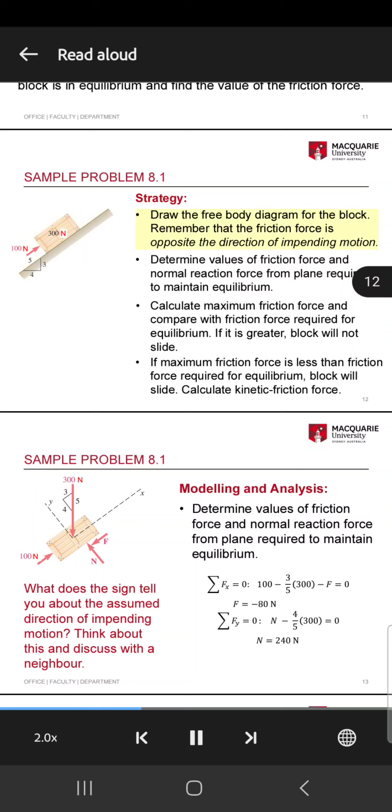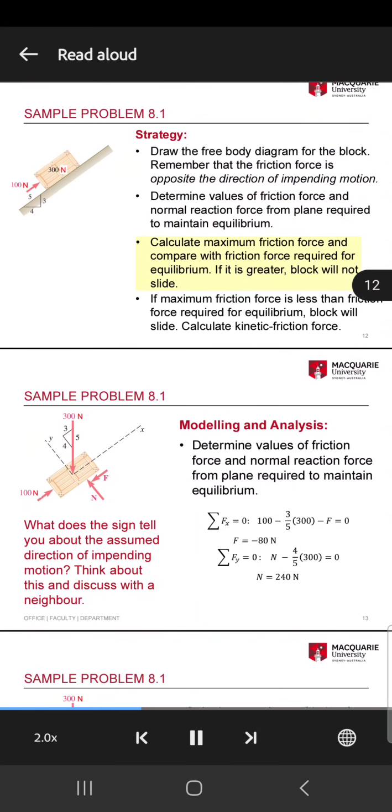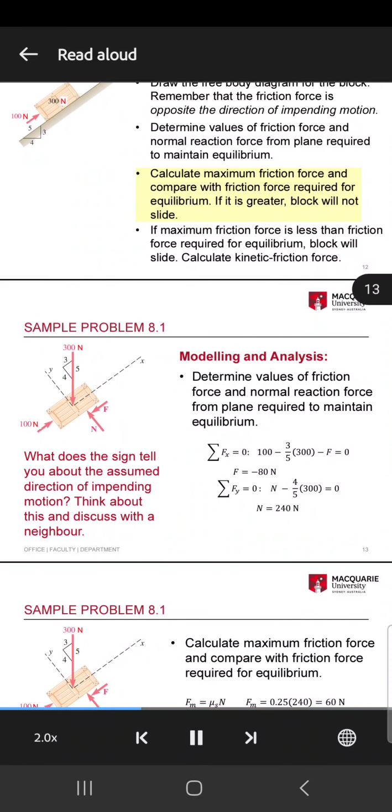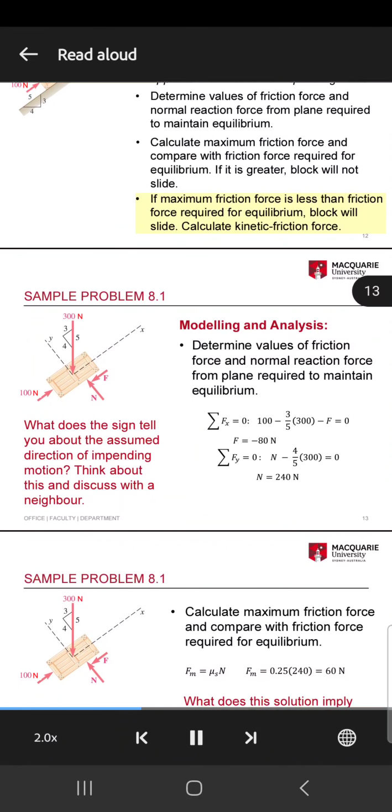Strategy. Draw the free body diagram for the block. Remember that the friction force is opposite the direction of impending motion. Determine values of friction force and normal reaction force from the plane required to maintain equilibrium. Calculate maximum friction force and compare with the friction force required for equilibrium. If it is greater, the block will not slide. If the maximum friction force is less than the friction force required for equilibrium, the block will slide.